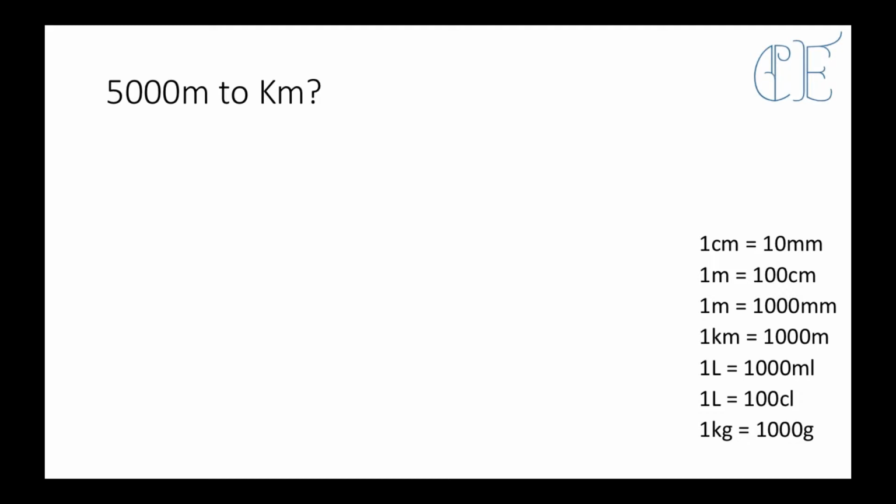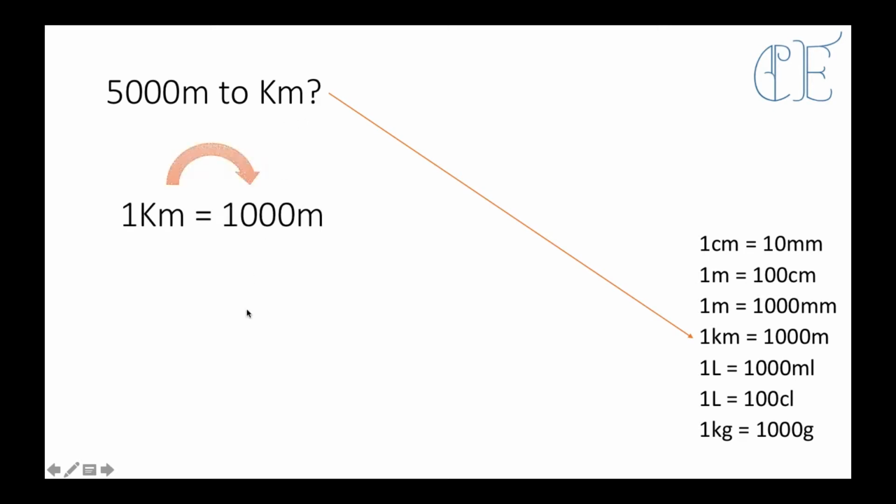Okay, I want to know what 5,000 meters is in kilometers. So this is the conversion rate I'm going to use. 1 kilometer is 1,000 meters, because I've got meters and kilometers, so it makes sense. And I'm just going to draw out my diagram like I did before. So kilometers, 1 kilometer is 1,000 meters. So this is the conversion factor I'm going to use. Okay, and I want to know what 5,000 meters is in kilometers.